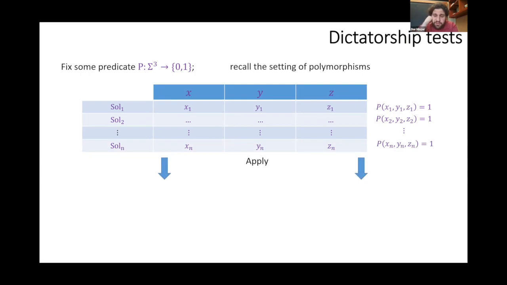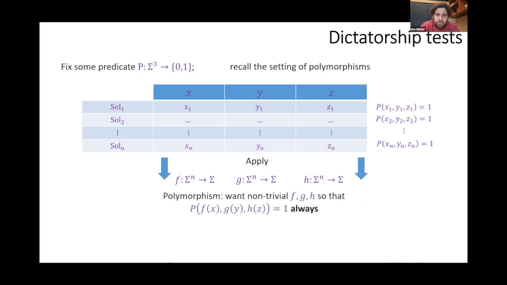Well, we said that it's a function that we apply on the columns, but now I'm going to change it a little bit. Now I'm going to allow you to use a different function for each column. So it doesn't make a huge difference, but let's think about that. I'm going to apply the function f on the first column, the function g on the second column, the function h on the third column. I'm going to get f(x), g(y), h(z). This is a new vector of length 3 in sigma to the 3.